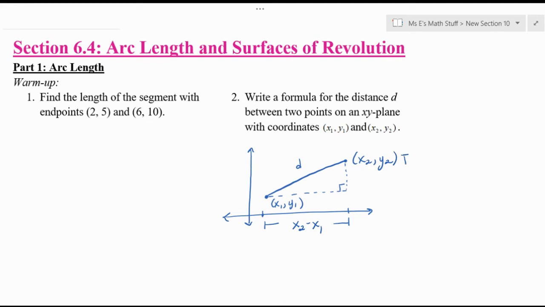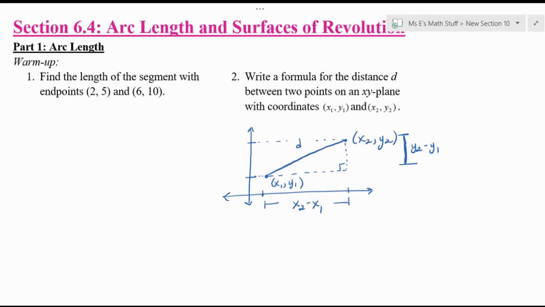And then the length of the shorter leg here would simply be y2 take away y1. So if you use Pythagorean theorem on this right triangle, it would say d squared, which is your hypotenuse squared, would equal the length of one of the legs squared, let's say this, plus the length of the other leg squared.